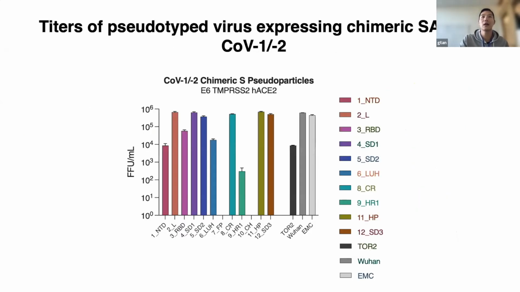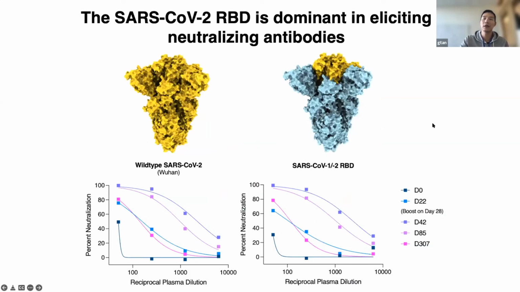So we've generated 10 of these so far for the CoV-1 and CoV-2 chimeric pseudoparticles. As you can see, they come in variable viral titers. And so the idea here is to use the cohorts that we have, people who have been naturally infected or people who have been vaccinated, see whether there's a difference in the neutralizing capacity of these, and see whether we could identify regions of SARS-CoV-2 that would be associated with neutralization. So this is just very preliminary data using the wild type SARS-CoV-2 compared to SARS-CoV-1 expressing the RBD from SARS-CoV-2.